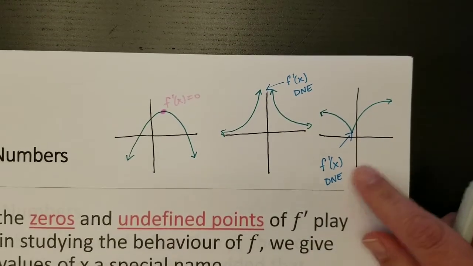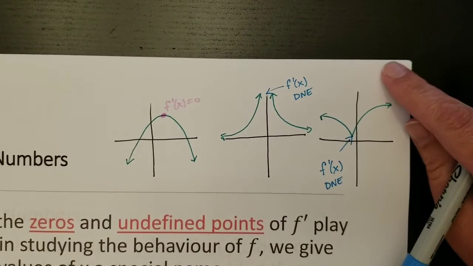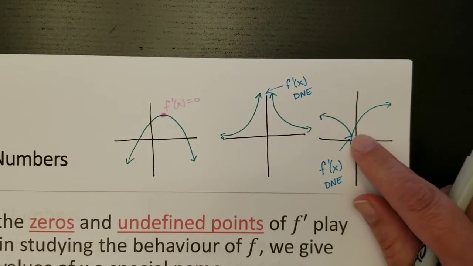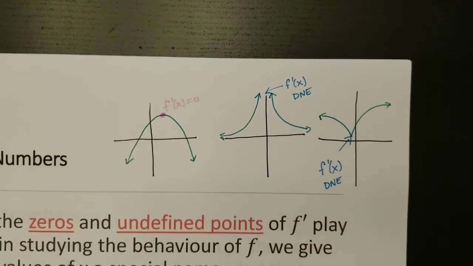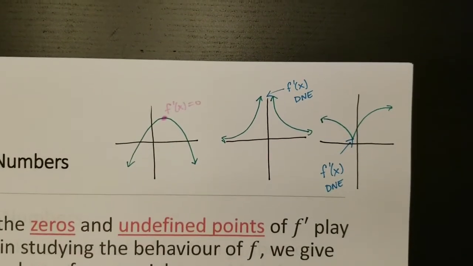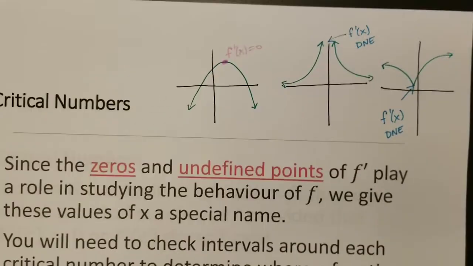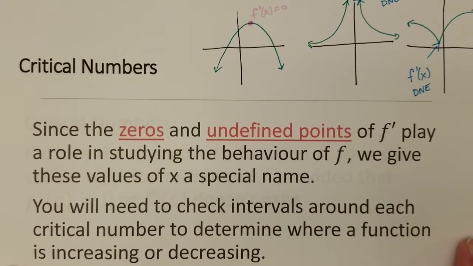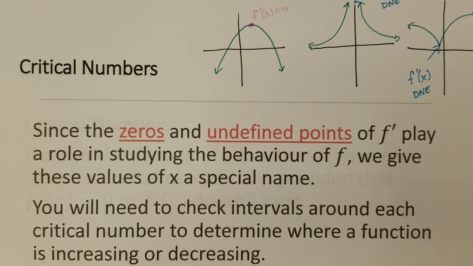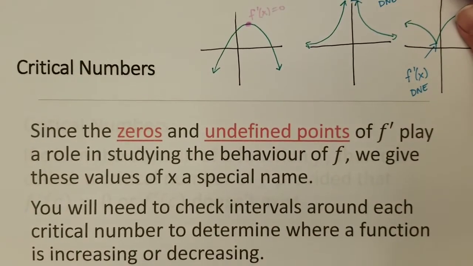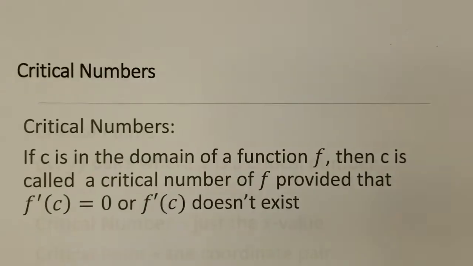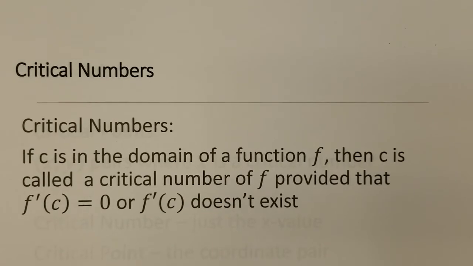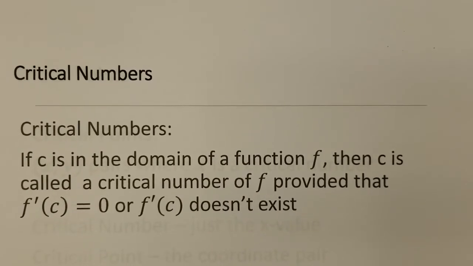So here we've got another example of where the derivative would not exist, but it would go from decreasing to increasing, or it could be the opposite, increasing to decreasing. So those critical numbers are really important. We're going to be finding those and figuring out where they are and checking the intervals around them to figure out where those intervals of increase and decrease are.